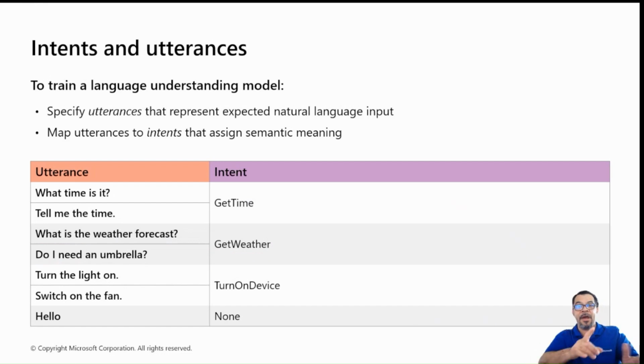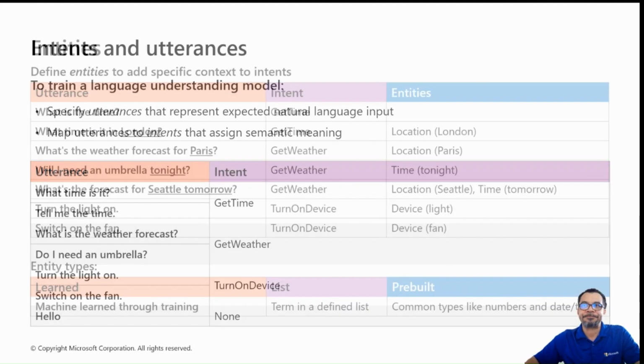So we have an utterance, which is basically a statement or a question that someone may ask. And then we have the intent, which is basically how do we map it back to something that the system can process on the back end. So those are key things. And in our demonstration, you'll see how that actually works.